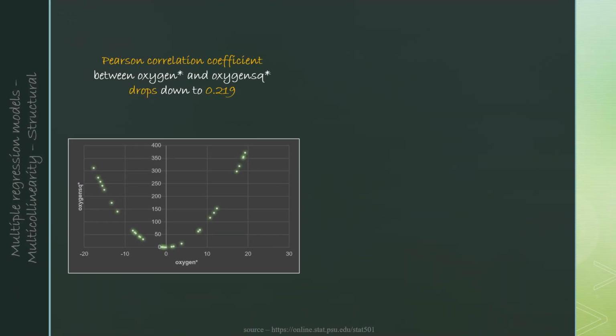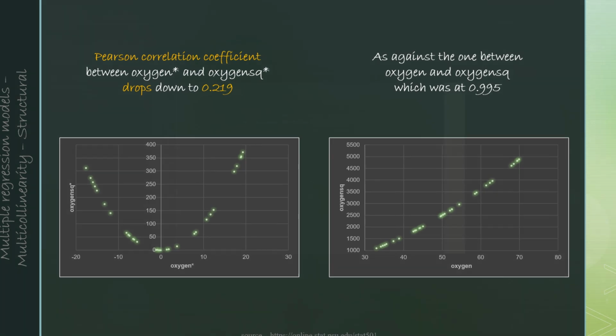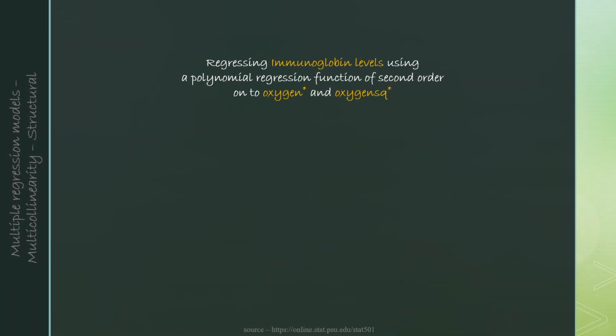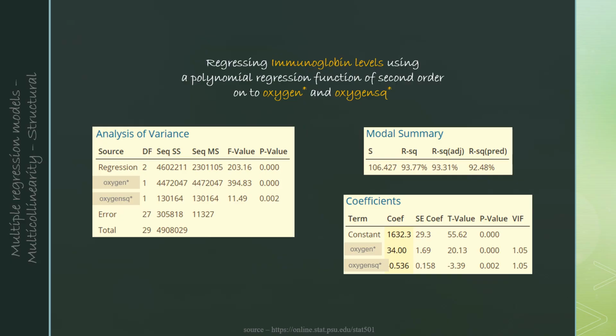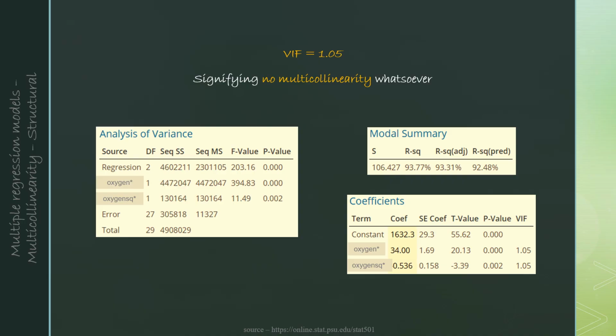Pearson correlation coefficient between oxygen star and oxygen SQ star drops down to 0.219 as against the one between oxygen and oxygen SQ, which was at 0.995. Let's now take a look at the Minitab outputs by regressing immunoglobulin levels using a polynomial regression function of second order onto oxygen star and oxygen SQ star. Take a look at the VIF values. VIF equals 1.05, a huge drop in the VIF values, signifying no multicollinearity whatsoever.